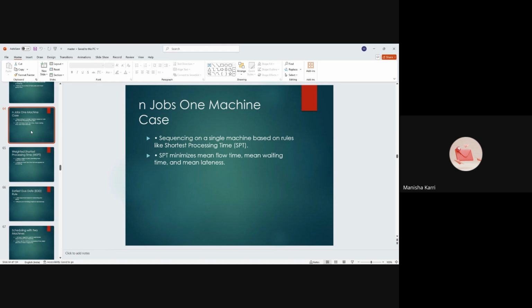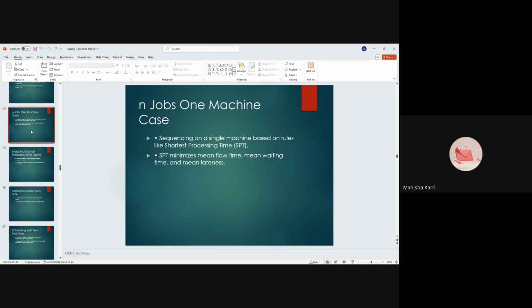Mean flow time means the average time a job spends in the system, from start time to finish time. It is reduced, helping jobs move through faster, and it reduces the mean waiting time. By tackling the shortest jobs first, SPT minimizes the time other jobs spend waiting, improving overall efficiency. It also decreases the mean lateness. Means SPT helps to reduce how late jobs are relative to their due dates, helping to meet delivery timeliness.